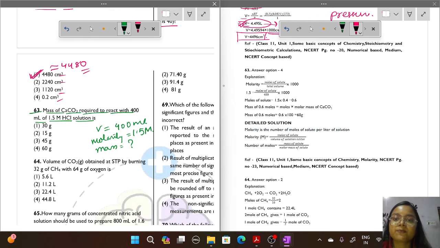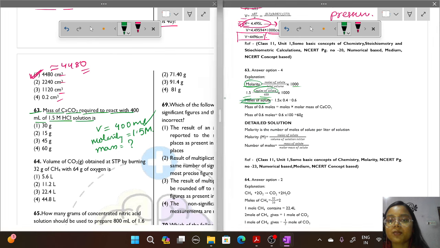What is the mass? We know that the formula for molarity is moles of solute by total volume, into 1000. Molarity is given as 1.5, moles of solute we have to find out, volume is given as 400 ml. So from this we will find the moles of solute, which comes out to be 0.6. Now what will be the mass of 0.6 moles? It is moles into molecular mass. So easily we can find out the mass of 0.6 moles, which is 60 gram.